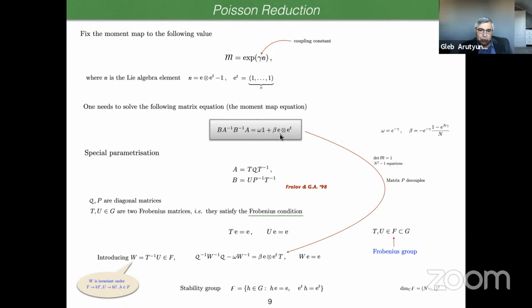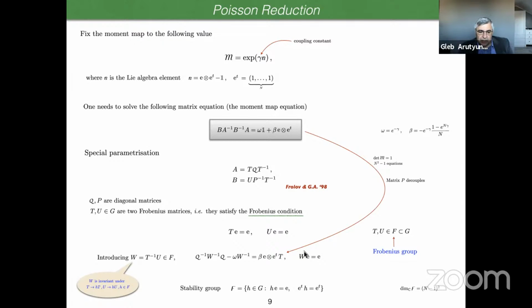And analyzing also the right-hand side of this moment map equation, you can see that the stability group of this element is given by those elements of the Frobenius group which also leave the vector E invariant by multiplying it from the right. The dimension of the stability group then is n minus 1 squared, while the number of equations to solve here is equal to n squared minus 1, due to the fact that the determinant of the moment map is equal to 1 by construction. Also, please note that the matrix P completely decouples from this equation.